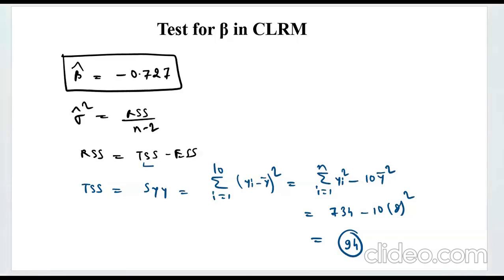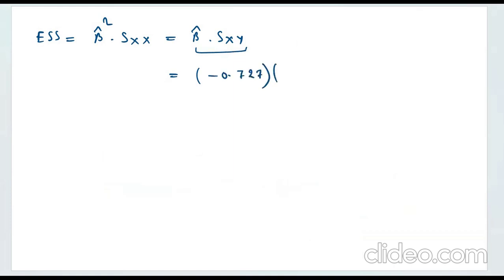So this is done. Now calculate ESS. How do you calculate ESS? ESS has two formulas: beta cap square into Sxx, or beta cap into Sxy. These are the two formulas that you can use interchangeably. Here I am using the second formula. Beta cap we have already calculated as minus 0.727, and Sxy also we have calculated, it was minus 80. So ESS will come out to be how much?